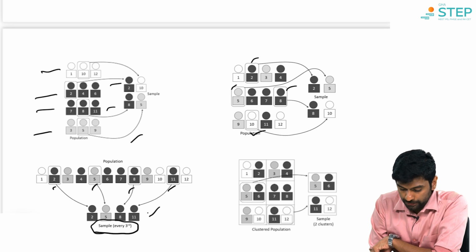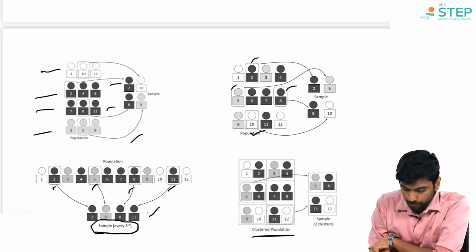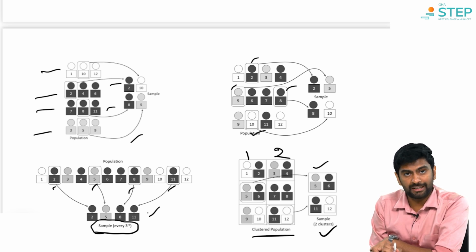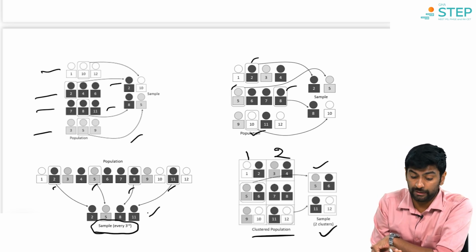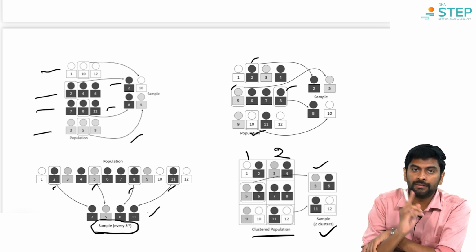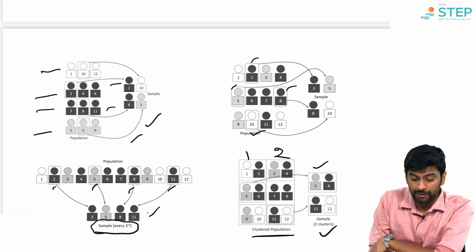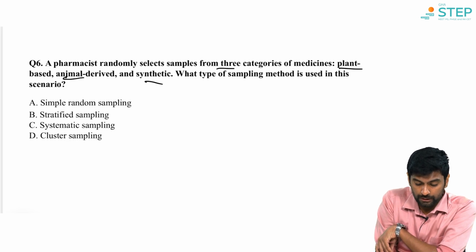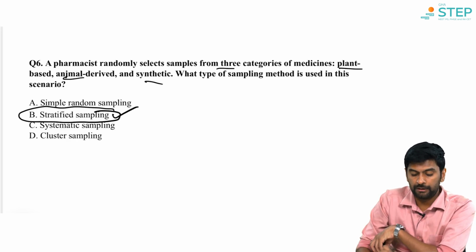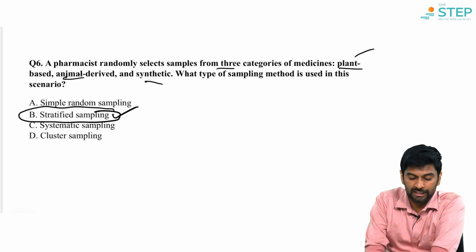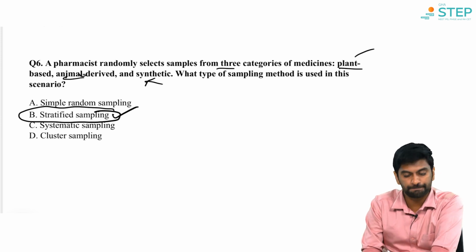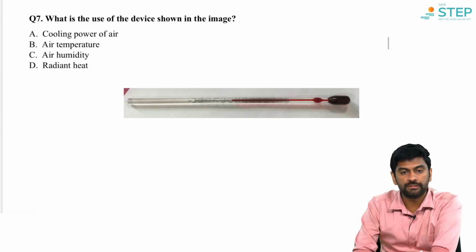Here, there are 2 separate groups. There's one group here and then another group here. And then you're choosing from there one sample and then another from the second cluster. So this is called cluster sampling. Now, the sampling method employed in this case is they are dividing it into different strata. So hence it's going to be a stratified sampling, wherein they're stratified into plant, animal, and synthetic based medicines. Coming to question number 7.